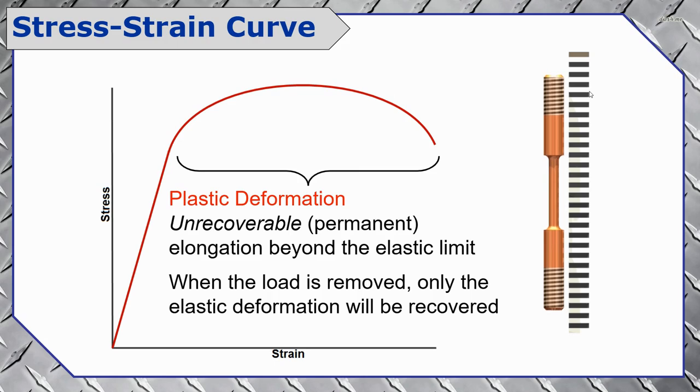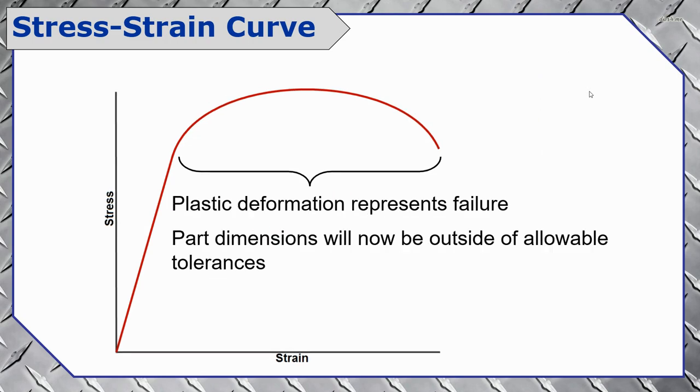Only the elastic portion of the strain will bounce back. Again, plastic deformation represents material failure, not exactly fracture until we reach the end of the curve. But when the parts were designed for their given application, they were designed with very specific lengths and dimensions. And at this point, even if the force is removed, those parts are now outside of their allowable tolerances. They're longer than they should be in order to operate properly.